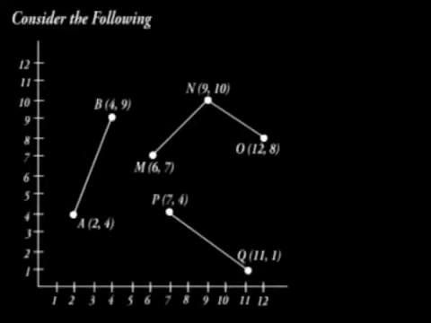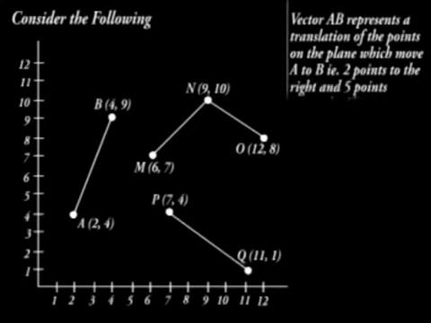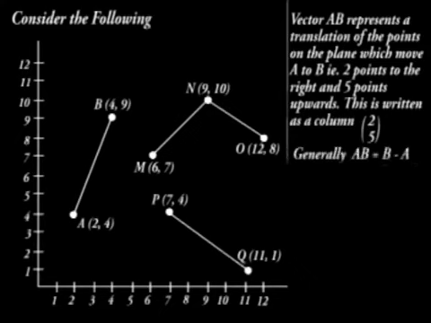Vectors on a Cartesian plane. Consider the following. Vector AB represents a translation of the points on the plane which move A to B, that is, 2 points to the right and 5 points upwards. This is written as a column (2, 5). Generally, AB is equal to B minus A, which is (4, 9) minus (2, 4), giving us (2, 5).